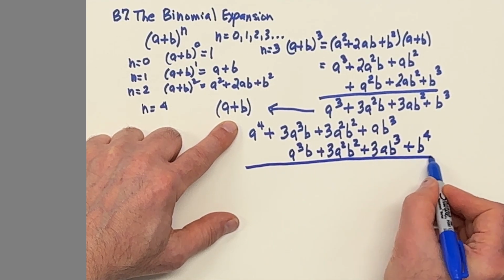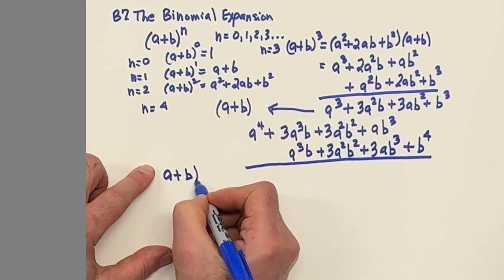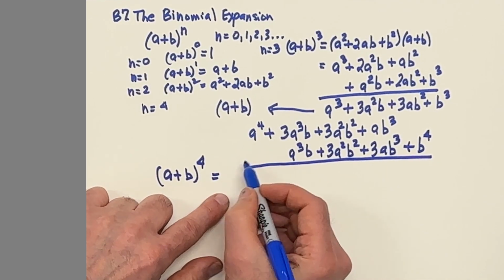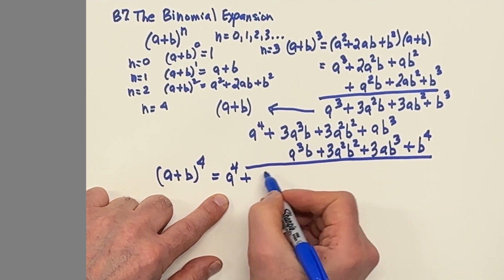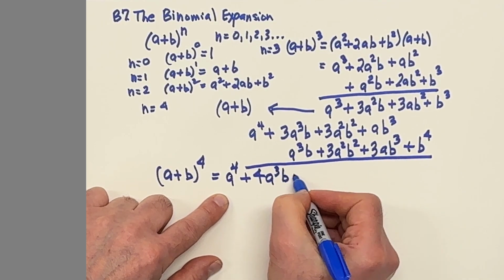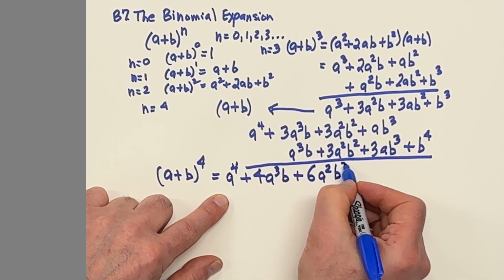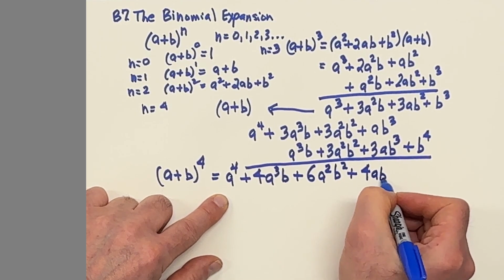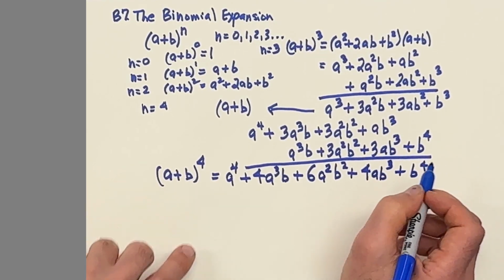And then we would want to add all those up to get our a plus b to the 4th power. So that would be a to the 4th plus 4 a cubed b plus 6 a squared b squared plus 4 a b cubed plus b to the fourth.